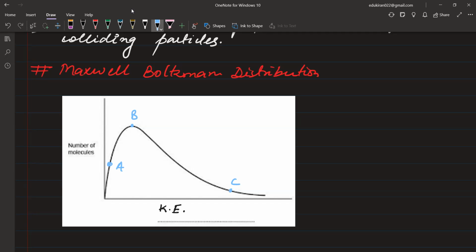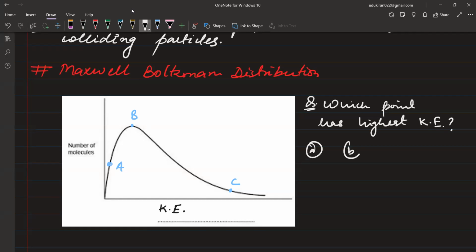Okay. My question is, which point has the highest kinetic energy? Is it A? Is it B or is it C? Send the answer on Zoom chat, okay? Two guys have answered till now?